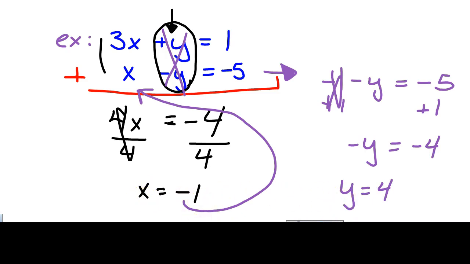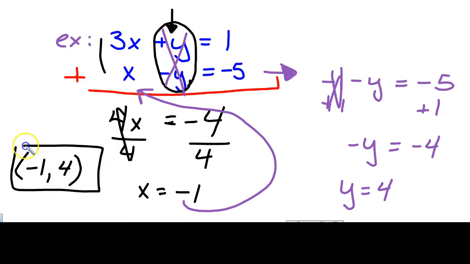Now, it's always a good idea to check, and here's how you would check your answers. Right now we have a solution of x is negative 1 and y is 4. So our solution to this system of equations is negative 1, 4. Again, how do we check it? We go up to the equation that we did not use the second time. So if x is negative 1, is y 4? Is this all equal to 1? So 3 times negative 1, negative 3, plus 4, you bet, that's equal to 1. So we know that our solution is correct, negative 1, 4.